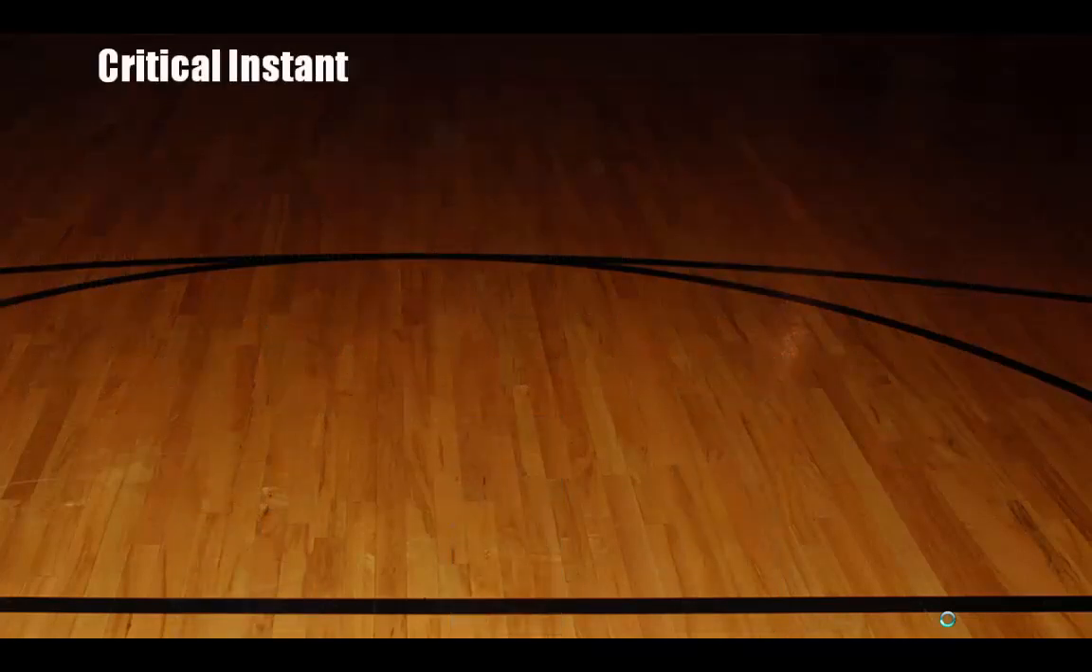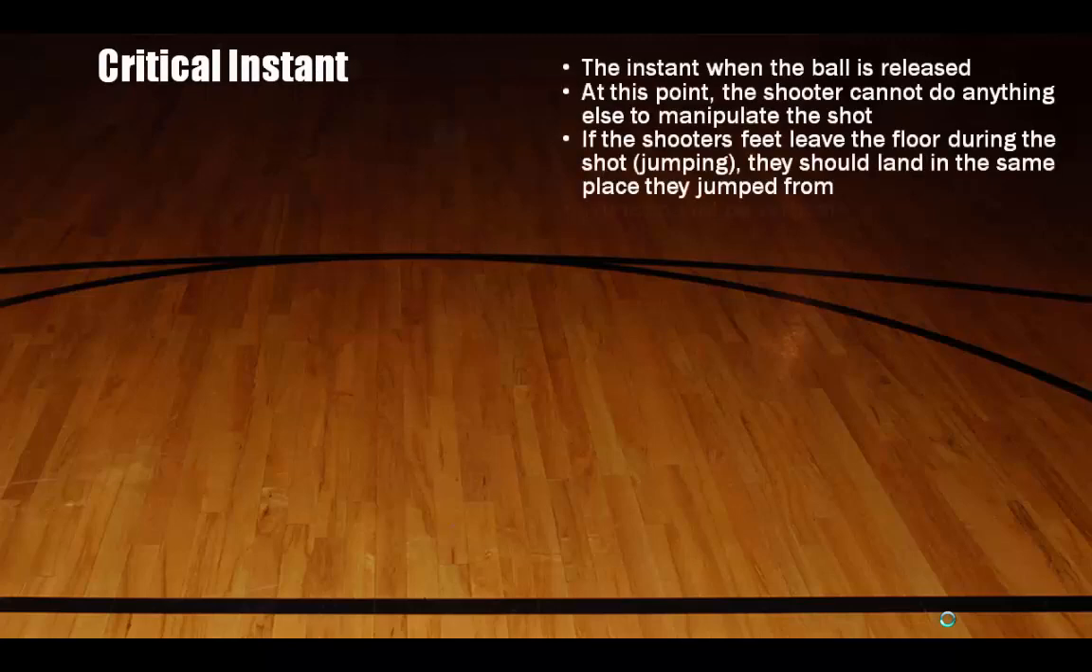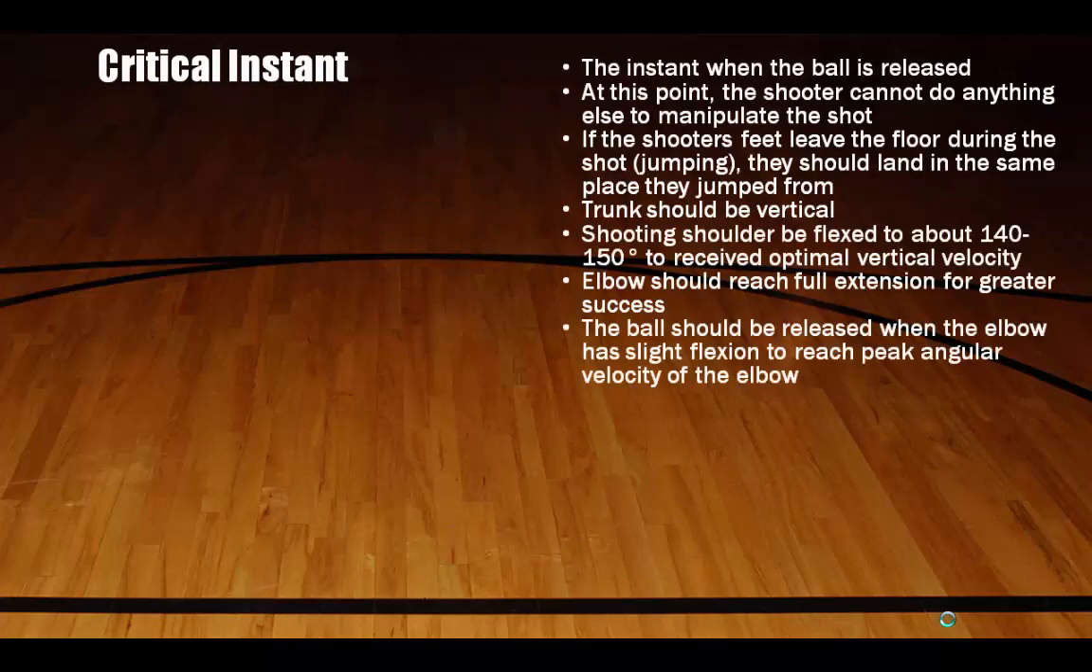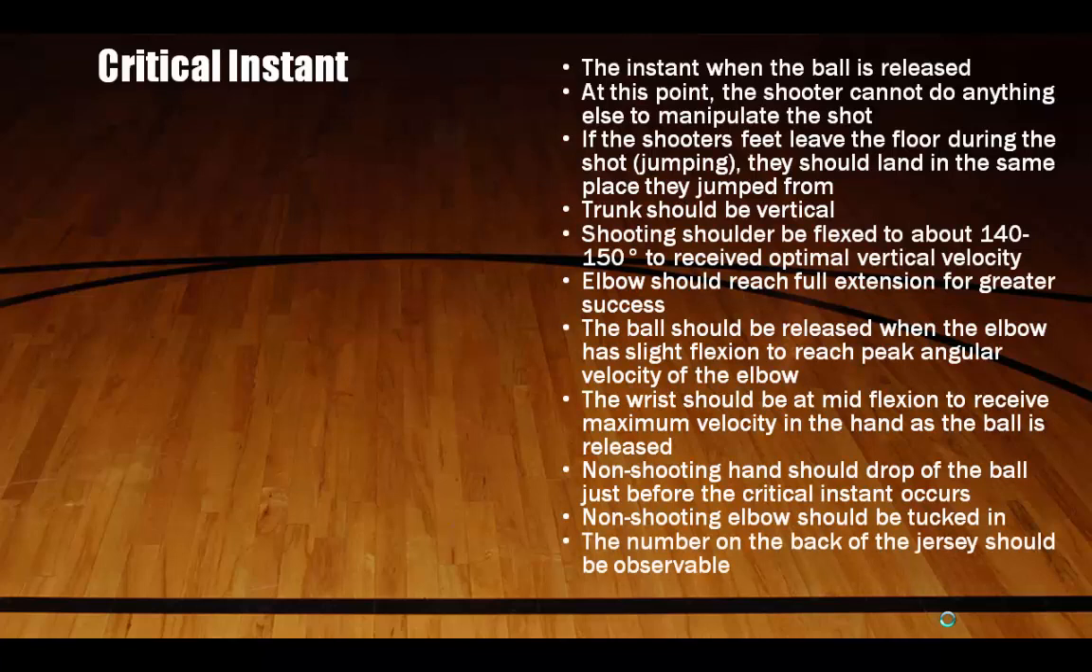The next phase is the critical instant. This is the instant when the ball is released. At this point, the shooter cannot do anything else to manipulate the shot. If the shooter's feet leave the floor during the shot, i.e. jumping, they should land in the same place they jumped from. The trunk should be vertical. The shooting shoulder should be flexed to about 140 to 150 degrees to receive optimal vertical velocity.